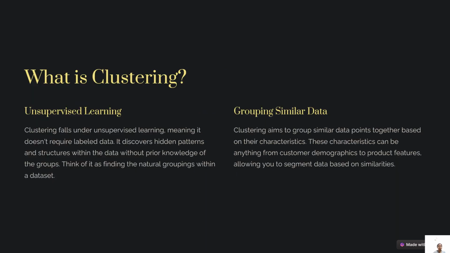What is clustering? Unsupervised learning. Clustering falls under unsupervised learning, meaning it doesn't require labeled data. It discovers hidden patterns and structures within the data without prior knowledge of the groups. Think of it as finding the natural groupings within a data set. Grouping similar data: clustering aims to group similar data points together based on their characteristics. These characteristics can be anything from customer demographics to product features, allowing you to segment data based on similarities.